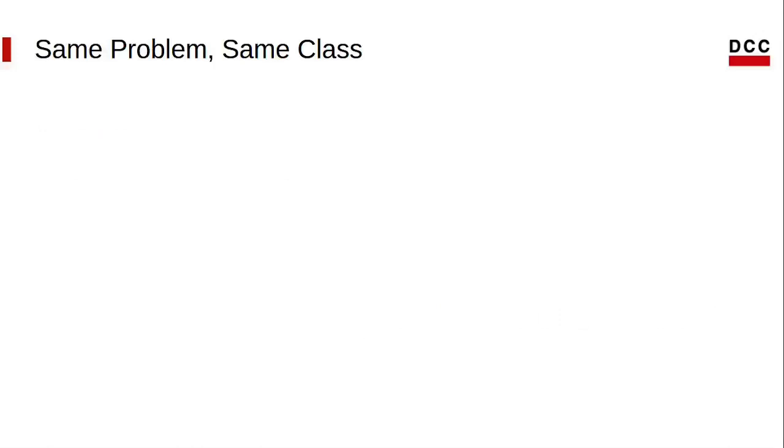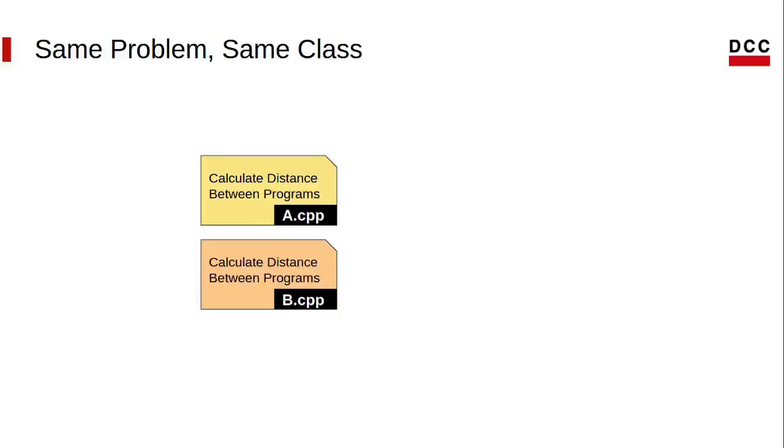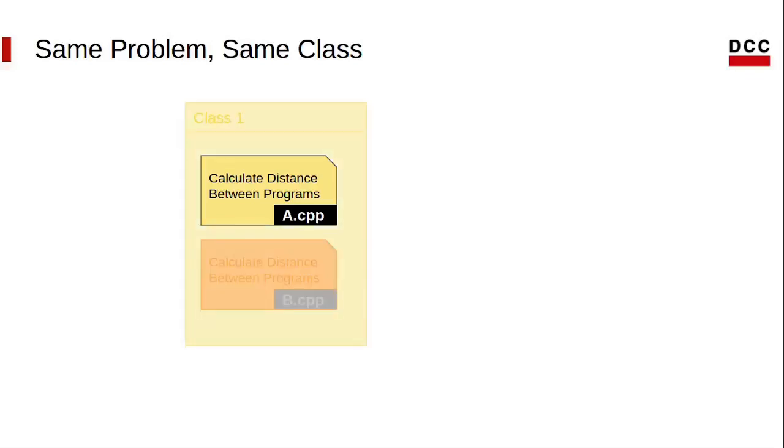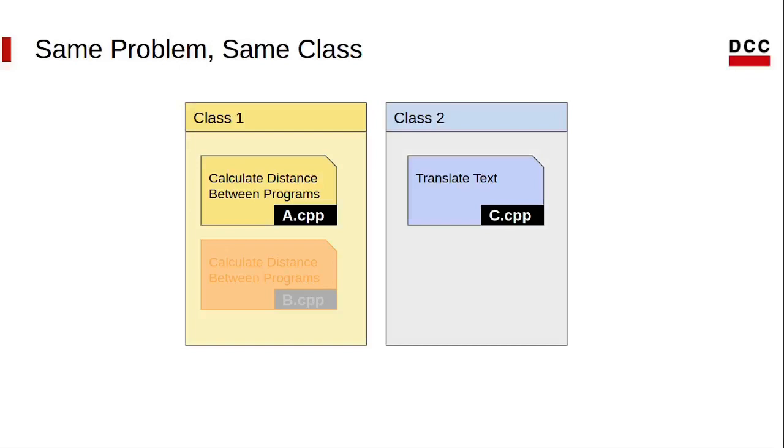Our goal in this video is to show an example where we are going to assign the same class to programs that solve the same problem. For instance, if two programs A and B aim to calculate the distance between 2 points, they must belong to the same class. But if A calculates the distance between 2 points and a third program C is responsible for translating a text that it receives as input, then A and C do not belong to the same class.